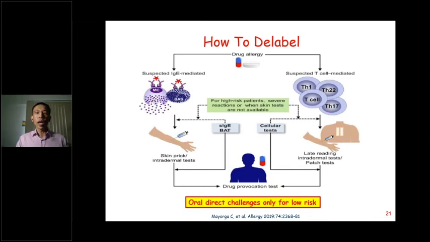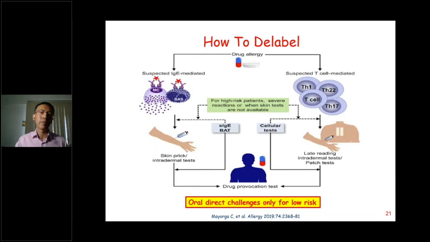And so how should we delabel? So in the analysis of delabeling, other than the index reaction, we do need to decide whether this is an immune-mediated reaction or a non-immune-mediated reaction, whether it's IgE or non-IgE involved. If there are fairly validated in vitro or in vivo tests, for example, specific IgE tests or skin tests, patch tests, intradermal tests with delayed reading, then these tests should be offered first or considered first before going on to a drug provocation test.